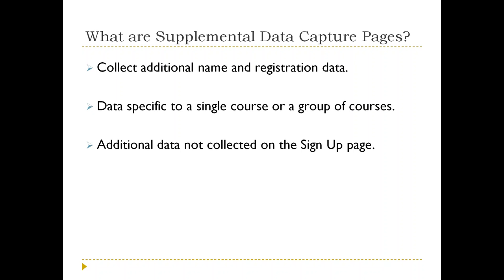Let's start. Okay, what is a supplemental data capture page? It is a page that you're going to use to collect additional name and registration data when someone enrolls in one of your courses. That data can be specific to a single course or possibly a group of courses. For instance, you have a series of youth camps where you need to collect something like a roommate preference. And then you can also use it to do additional data that you don't normally collect on the sign-up page, and this would be your sign-up that creates a name record page.